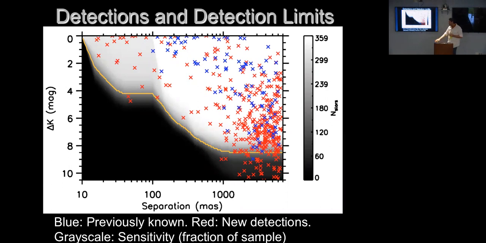Okay, so these are all the things we found. We found hundreds of candidate companions to these nearby objects. It's worth adding as a caveat, these are candidates. We're working on common proper motion, but we haven't gotten that yet for all of the sample.